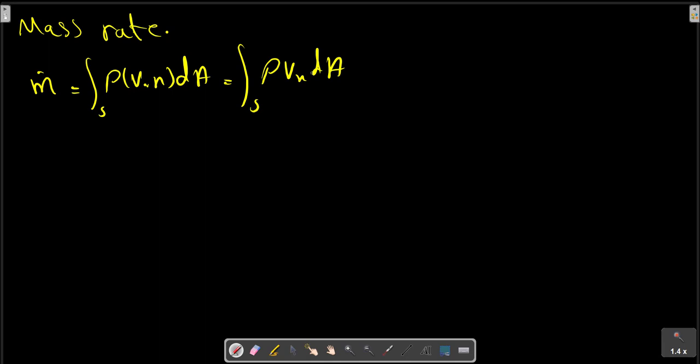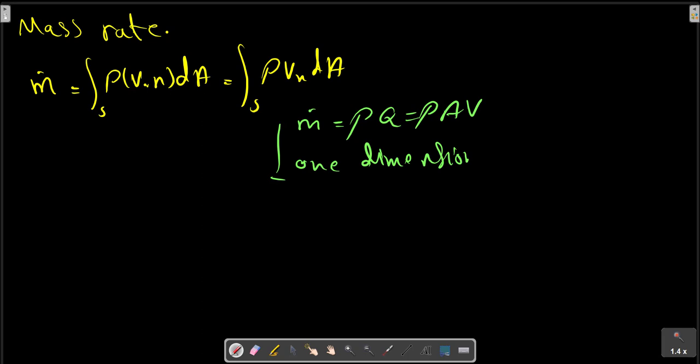If density and velocity are constant over the surface S, a simple expression results, the one-dimensional approximation: m dot equals rho Q equals rho A V. A one-dimensional approximation is, for example, a pipe.